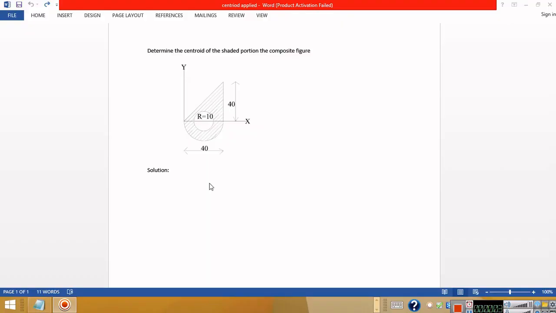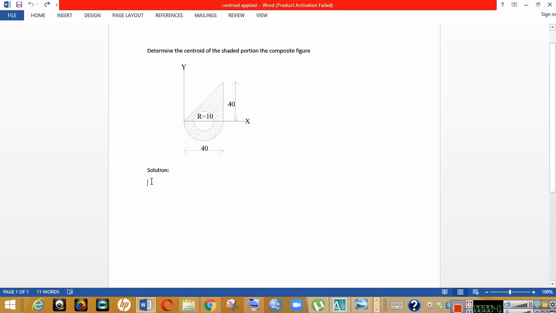Now we have a question on the centroid. In this question we have to determine the centroid of the shaded portion of the composite figure. The question comprises a triangle of height 40 centimeters and base 40 centimeters. Likewise, there is a semicircle of diameter 40 centimeters, or radius 20 centimeters. There is also another circle of radius 10 centimeters. So we have to do the solution here.